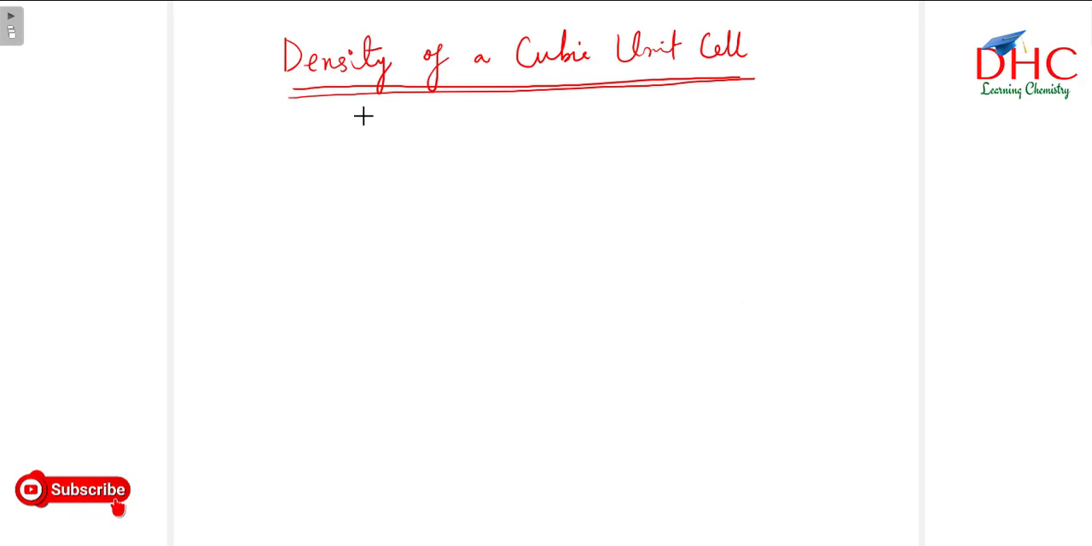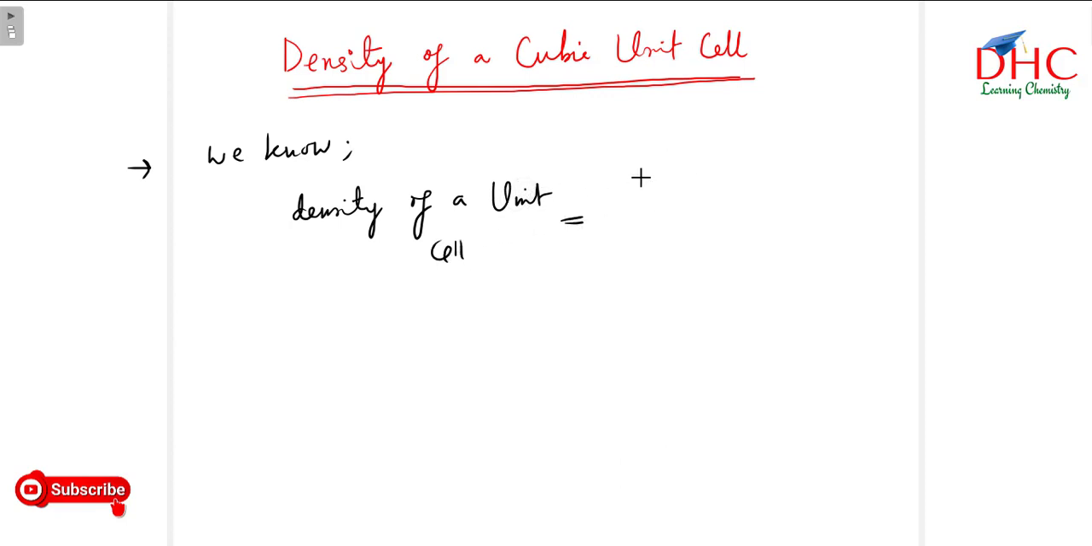Today we will talk about another topic, that is the density of a cubic unit cell. How can we find the density of a cubic unit cell? We know density of a unit cell is equal to mass of that unit cell divided by the volume of unit cell.